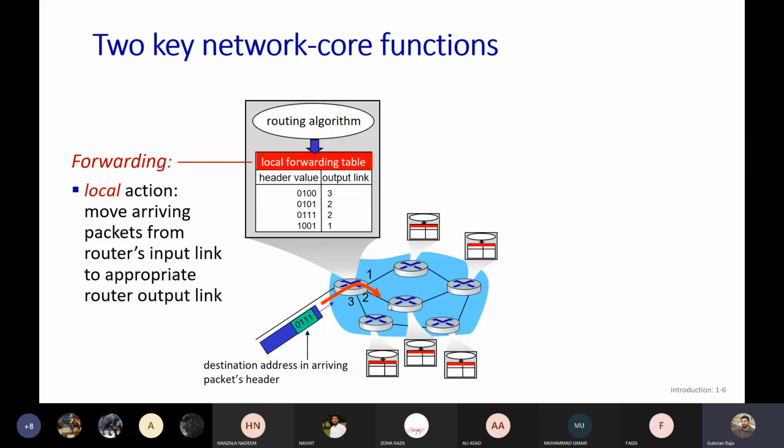This is just a simplified phenomenon which occurs at every router for every packet independently. Every packet has a destination address, and this lookup will be performed. This kind of action we call a local action: moving the packet from the router's input link to the appropriate router output link with the help of lookup. So what is local action? Move the arriving packet from the router's input link to the appropriate router output link. There are 3 choices, 1, 2, 3, and this happens with the help of a forwarding table.